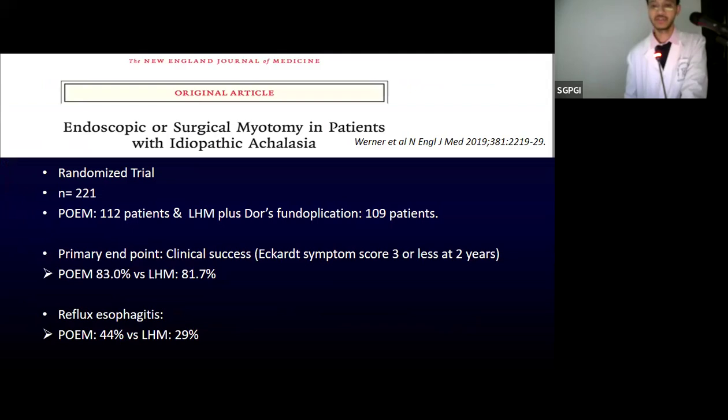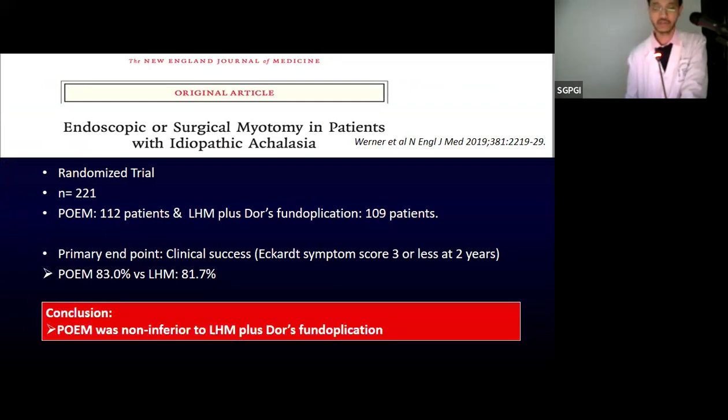Now, comparing POEM with surgical myotomy in patients with achalasia, another RCT was published in 2019. The primary point was assessment of clinical success at 2 years, comparing the Eckardt score. In that, you can see POEM had a clinical success rate of 83% as compared to 81.7% with laparoscopic Heller's myotomy. Reflux symptoms, however, were higher in the POEM group, that is 44% as compared to 29% in the surgical group. Hence, the conclusion here was POEM was non-inferior to Heller's myotomy plus Dor fundoplication. However, surgery has its own limitations, and hence we decided to opt for POEM in our patient.